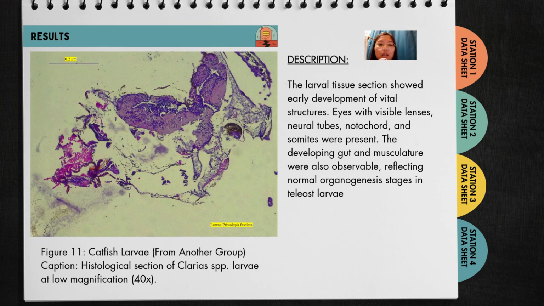Lastly is catfish larvae, also from another group. In low magnification, the larvae tissue section shows early development of vital structures. Eye with visible lens, neural tube, notochord, and stomodeum were present. The developing gut and musculature were also observable, reflecting the normal organogenesis stage in tilapia larvae.